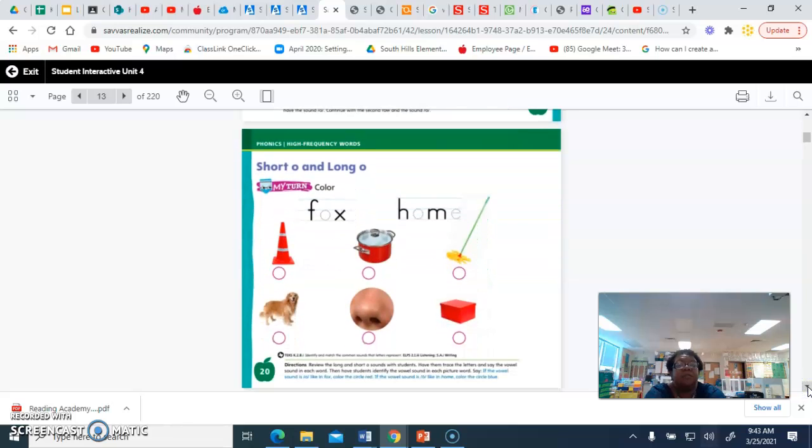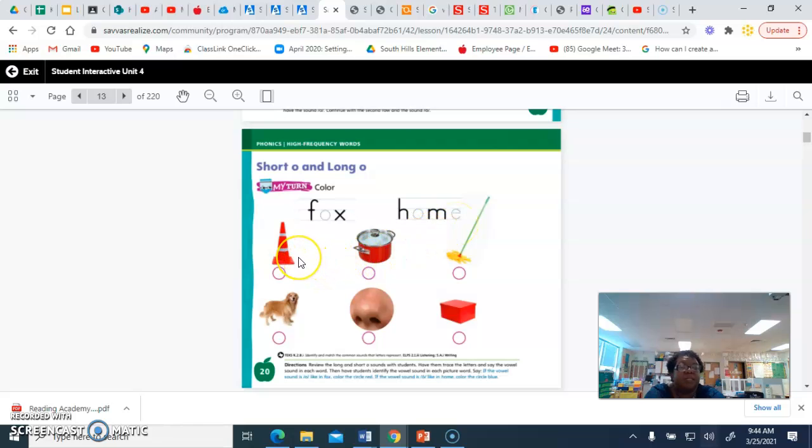Our next page, we have short O, which is ah, and long O, which is O. For this page, you have two words at the top. You have ox, fox, and you're going to trace the letter O. Then you have home. I knew to say O because of the E. The silent E makes the letter O say its name, the O sound. So we have home.